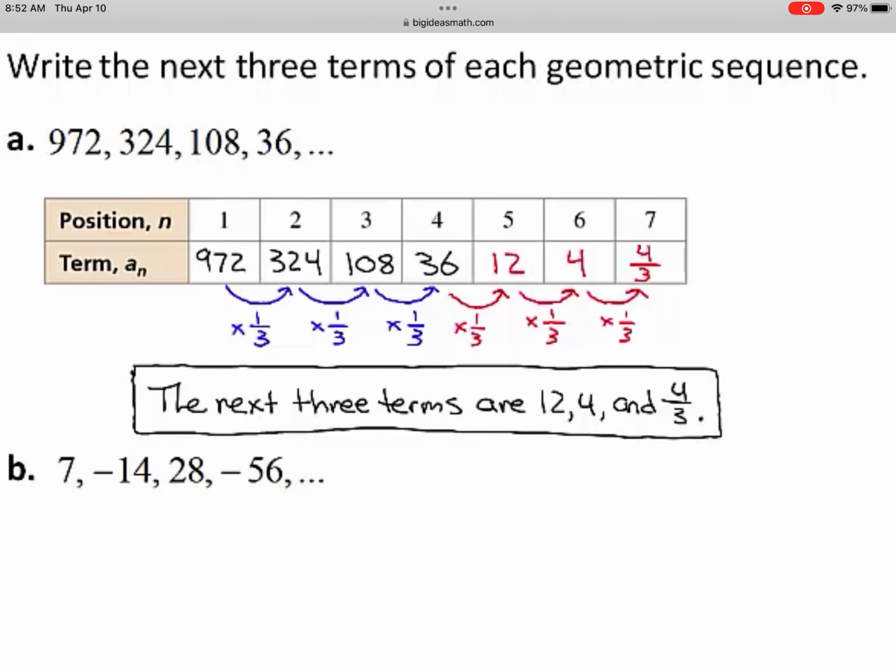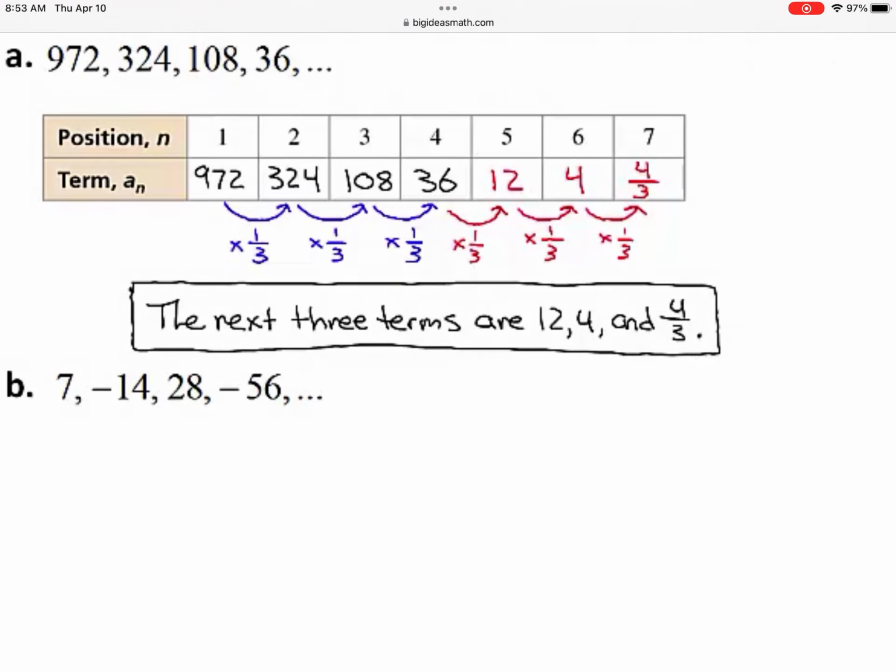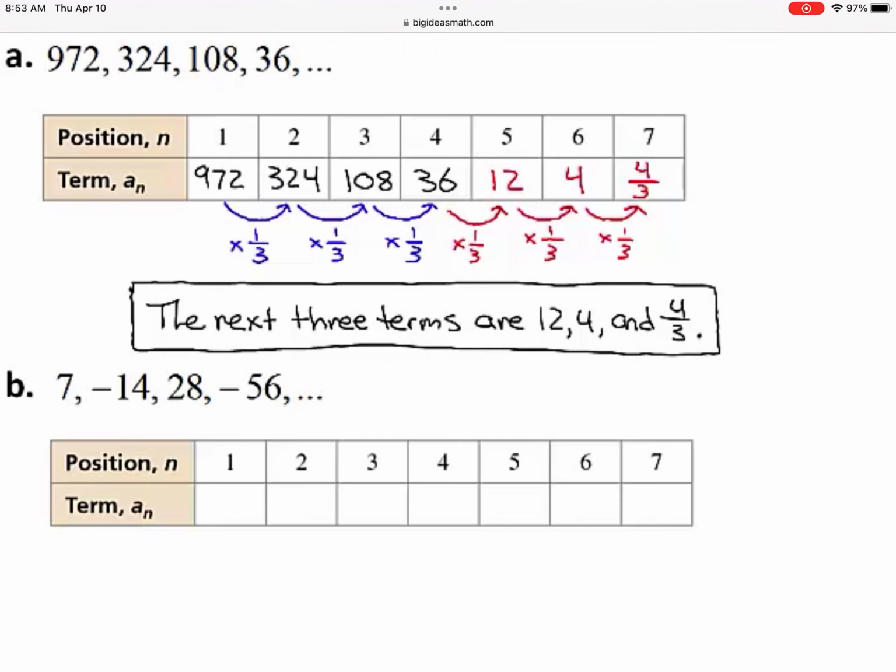Part B. 7, -14, 28, -56. Use a table to organize the terms and extend the sequence. The first term is 7. The second term is -14. The third term is 28, and the fourth term is -56.